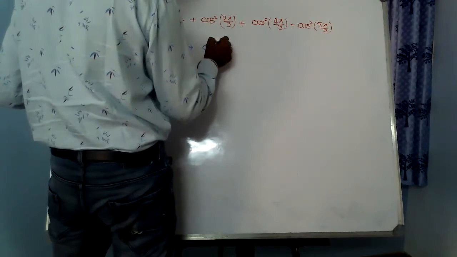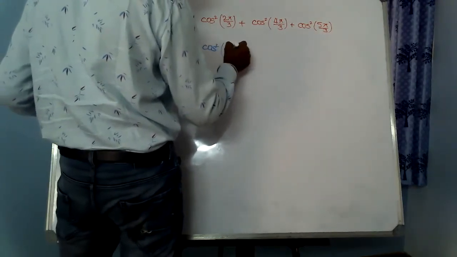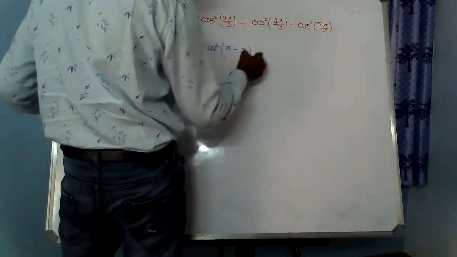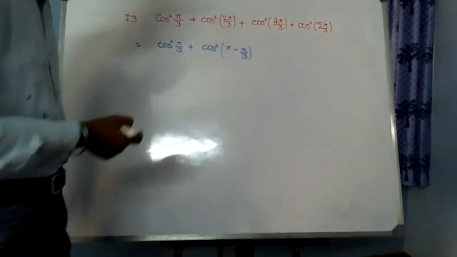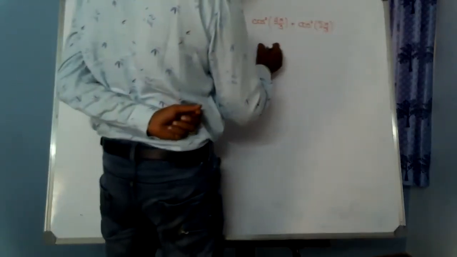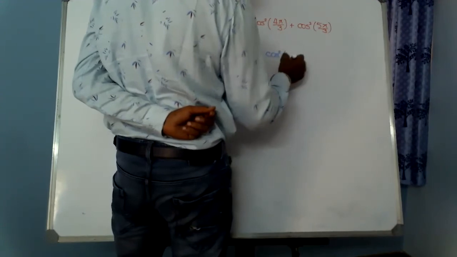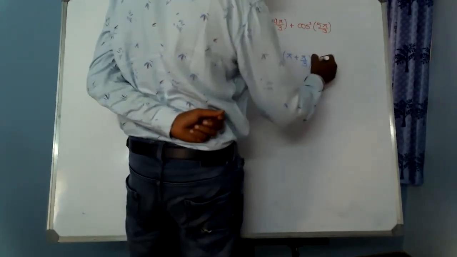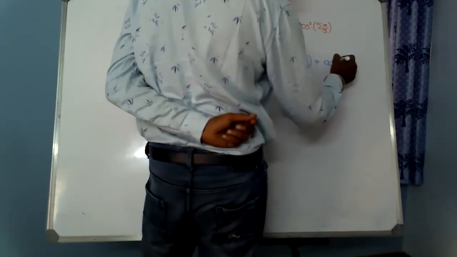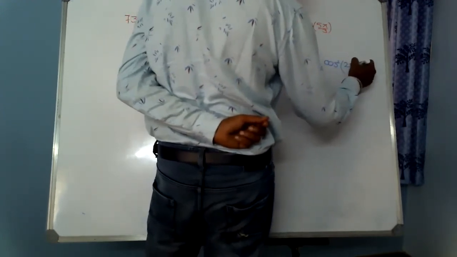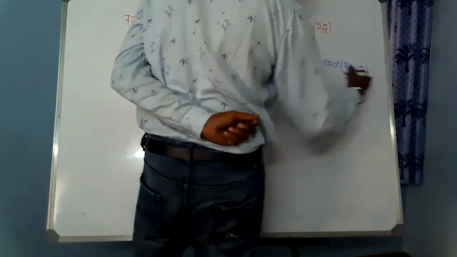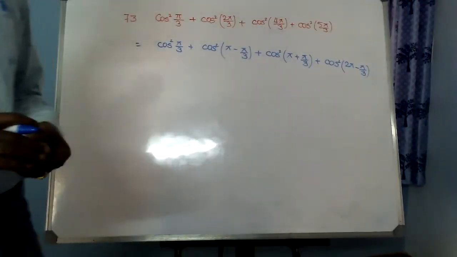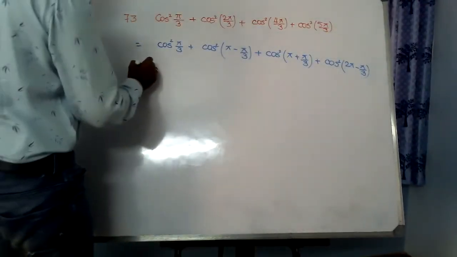This one, can I write it as cos square of 2 pi by 3, can I write pi minus pi by 3? If you do your maths, it's 2 pi by 3 only if you take the LCM, right? For 4 pi by 3, I can write it as cos square of pi plus pi by 3. If you do it, it will be 4 pi by 3 only. And for 5 pi by 3, I can write it as 2 pi minus pi by 3. If you see, 2 pi minus pi by 3 is, yes, 5 pi by 3.